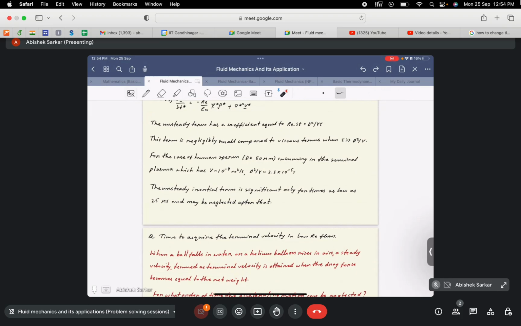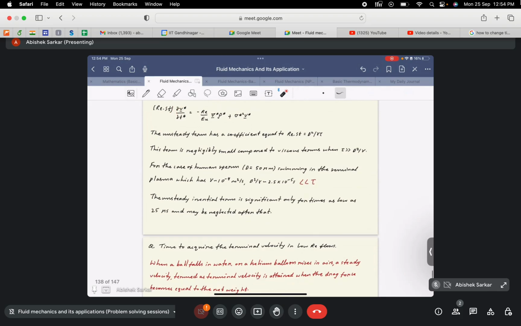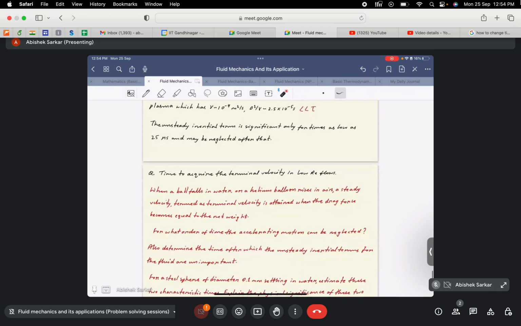What it tells us is that if the characteristic time scale for our analysis is much greater than this value, then we can neglect the unsteady nature of the governing equation and only deal with this equation, which is much simpler than the entire governing equation. So if tau is much greater than this value, then we can just neglect this term. Basically, the unsteady inertial term is significant only for times as low as 25 microseconds and may be neglected after that. That's what we are trying to convey.